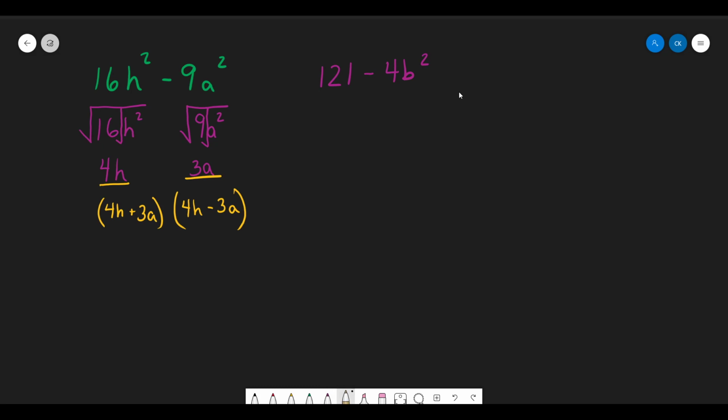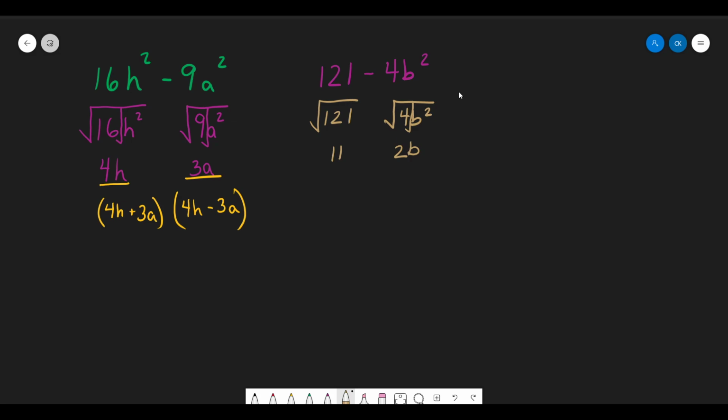So let's test if it works. We're going to take the square root of the first term, 121. 121 is a perfect square. The square root of 121 is 11. So the first one works. I'm going to take the square root of 4b squared. So again, I split it up. Take the square root of 4, that's 2. Take the square root of b squared, that's b. 4b squared is a perfect square.